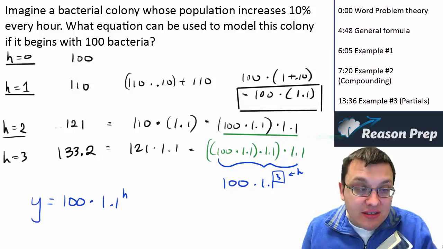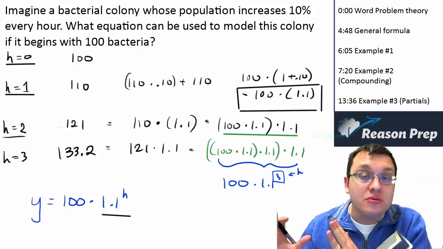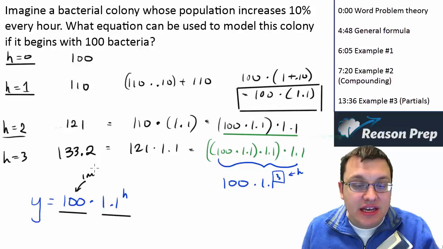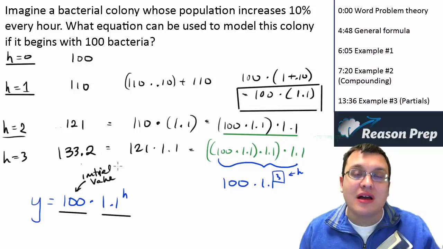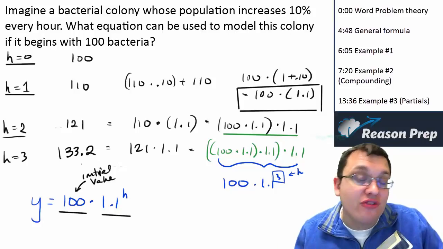And notice this is our exponential form, b to the x, constant to the variable. This term right here is essentially the initial value. Sometimes the initial value is 1, but a lot of times the initial value is something else. So in the case of the bacteria, there were 100 bacteria. That's our starting point.